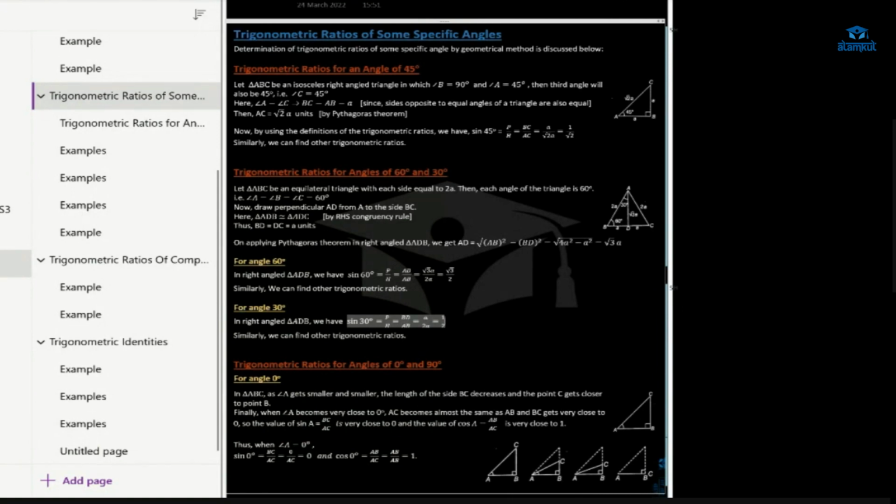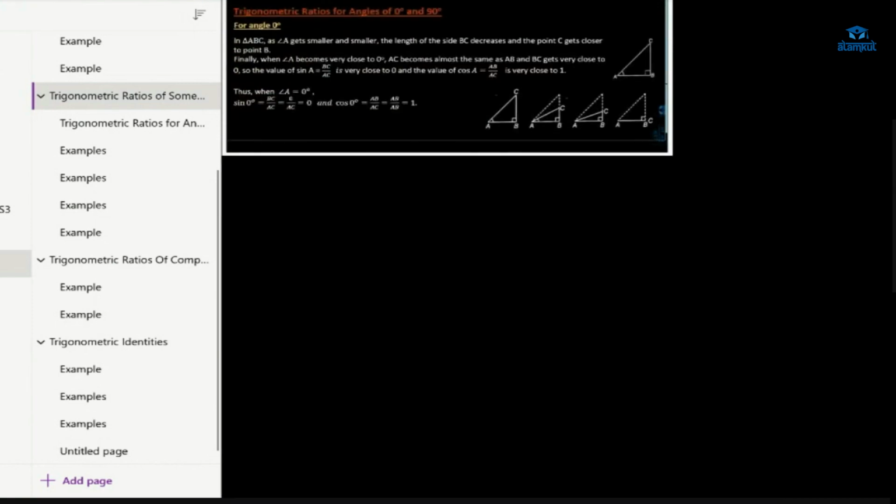Okay, fine. So whenever we were doing the angles, right? Trigonometric ratios of some specific angle. So can you tell me what is sine 60 degree? Root 3 by 2. Kashvi, for you, what is it? Root 3 by 2.